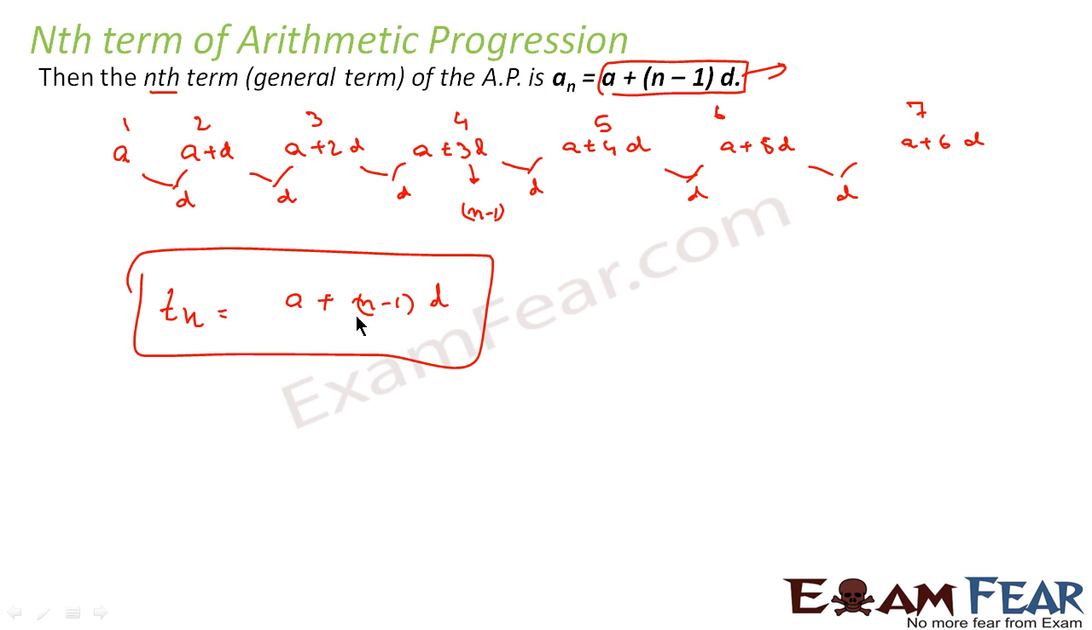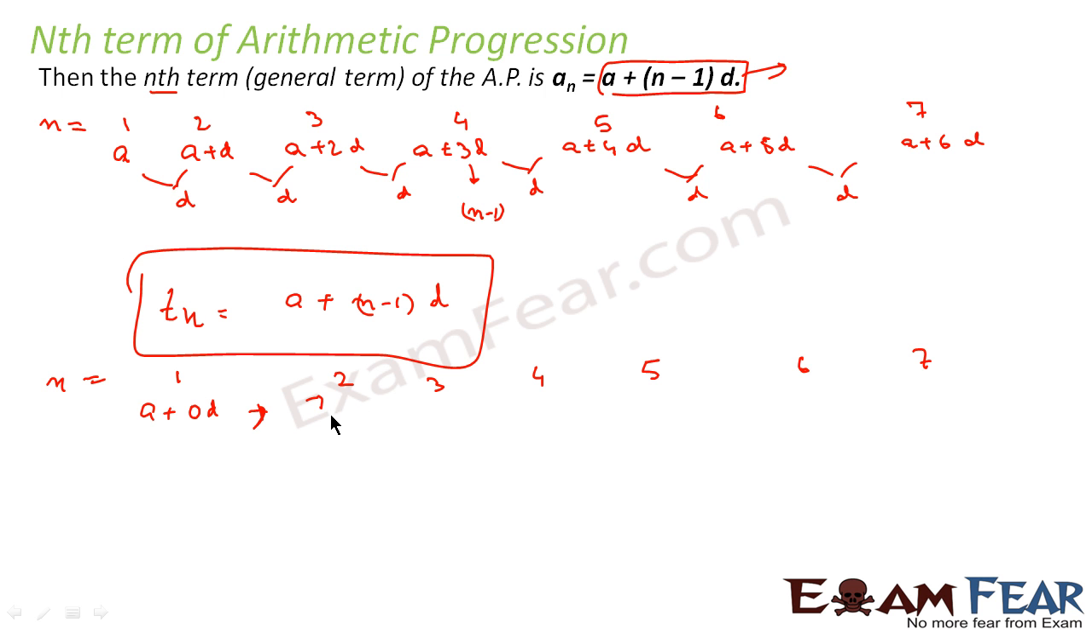So to prove this again, let's keep on putting the values of n from 1 to 7. When n is equal to 1, this becomes a plus (1 minus 1) into d, 0 into d. I'll say n is equal to 1, 2, 3, 4, 5, 6, 7. This is the value of n.